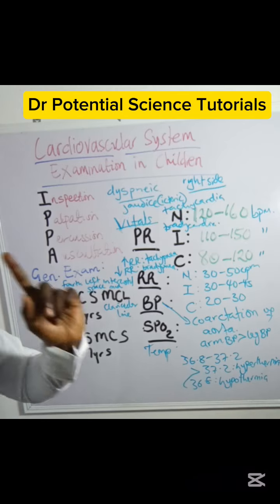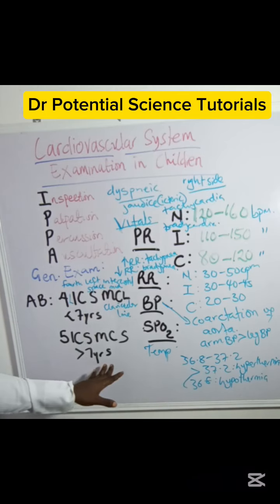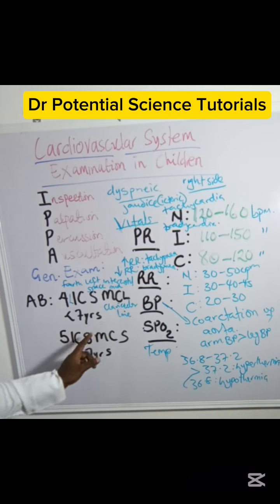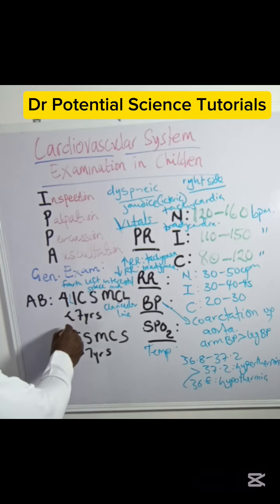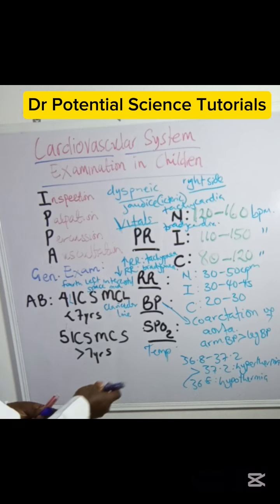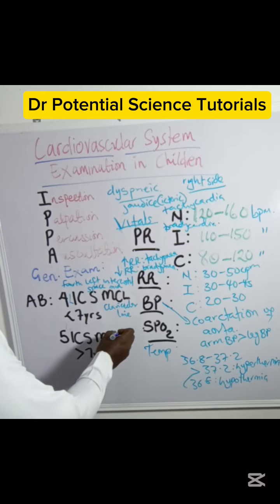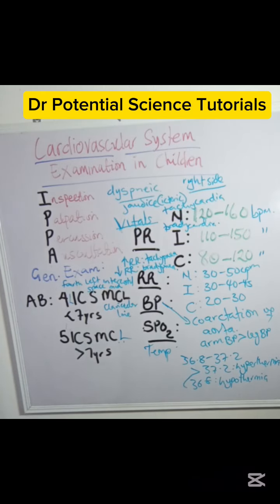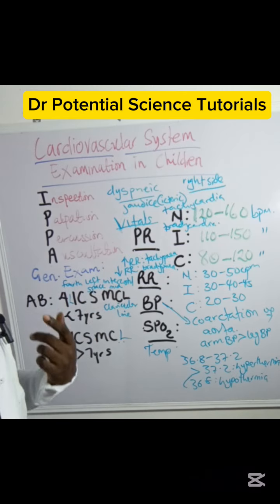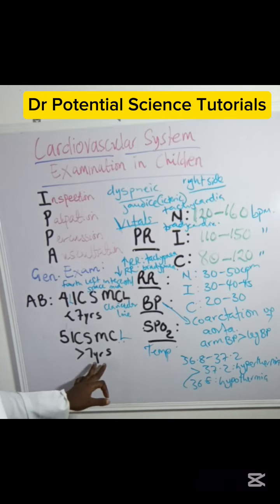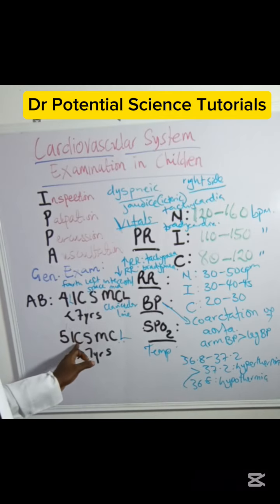In children less than 7 years. Once the child is more than 7 years, we expect the apex beat to be in the fifth left intercostal space, midclavicular line. This is going to come out in your exam. Don't forget, in children less than 7 years, apex beat is located at the fourth left intercostal space, midclavicular line, and in greater than 7 years, fifth left intercostal space, midclavicular line.